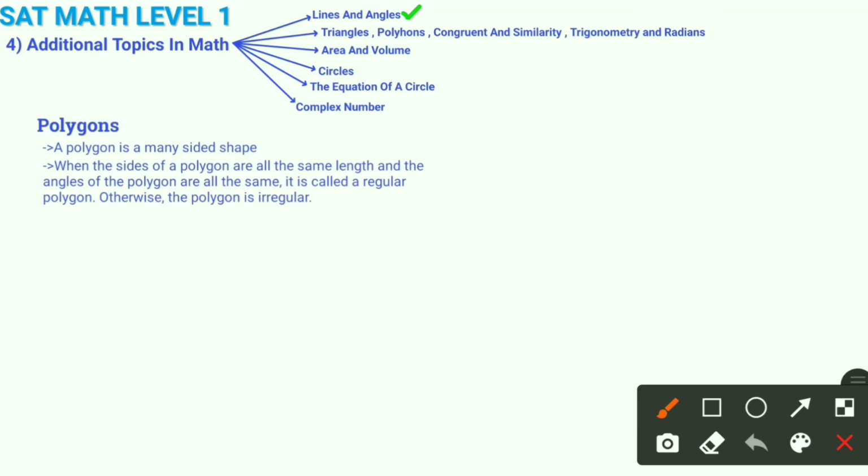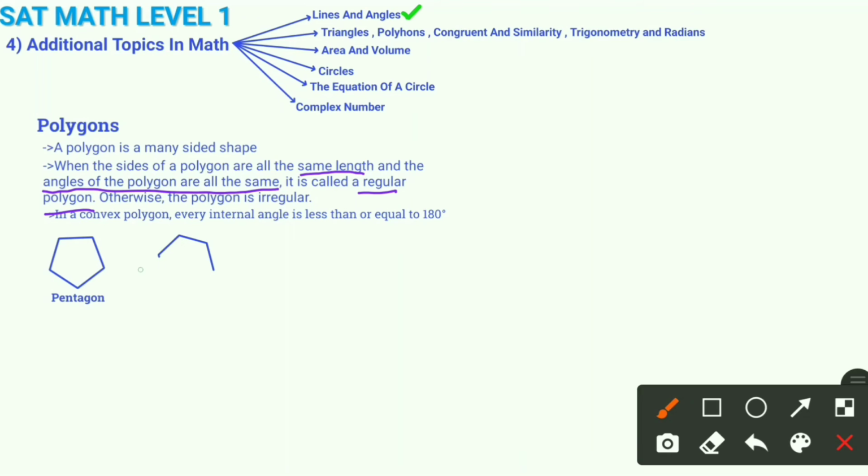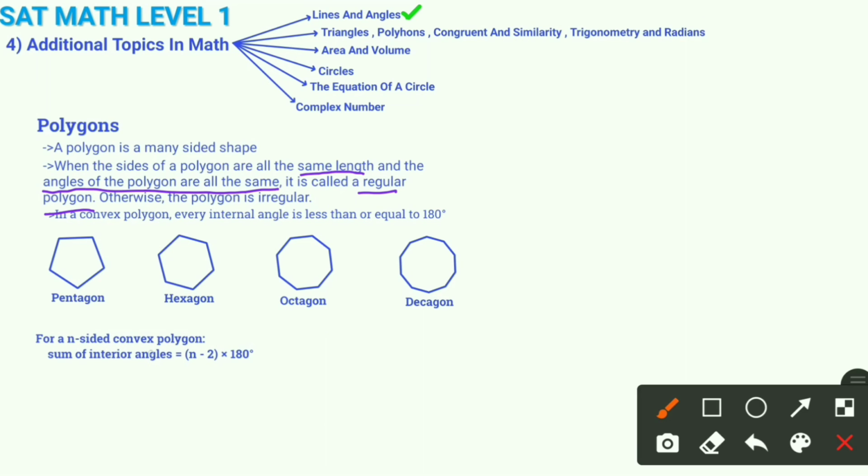Polygons. A polygon is a many-sided shape. When the sides of a polygon are all the same length and the angles of the polygon are the same, it is called a regular polygon. Otherwise, the polygon is irregular. In a convex polygon, every internal angle is less than or equal to 180. Okay. Pentagon, hexagon, octagon, decagon.